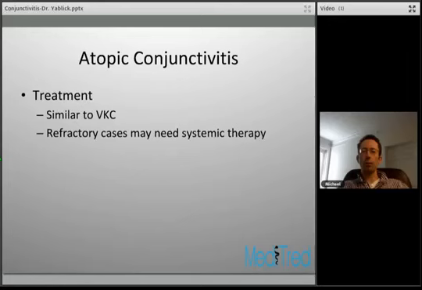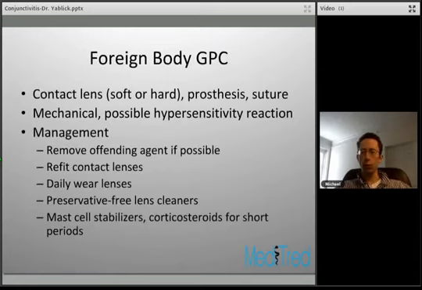So, giant papillary conjunctivitis is sort of broken down into the allergic diseases, VKC and atopic disease. But you also have foreign body disease that actually can form these giant papillae. The most common agents that you'll see are contact lenses, and these can be either soft or hard, ocular prostheses, as well as exposed sutures that may be irritating the upper palpebral conjunctiva. The etiology of this condition is thought to be a mechanical disease.